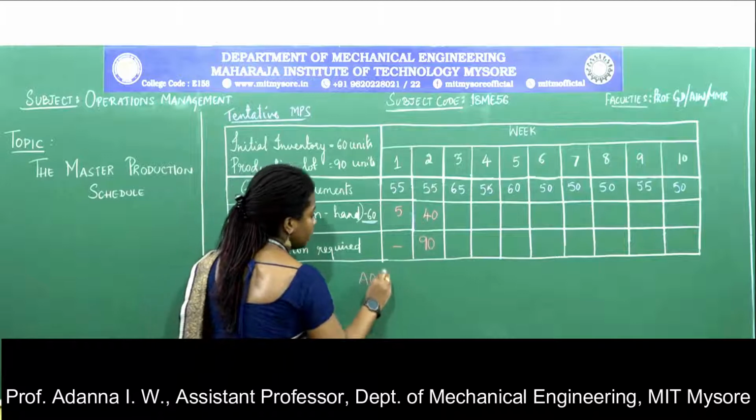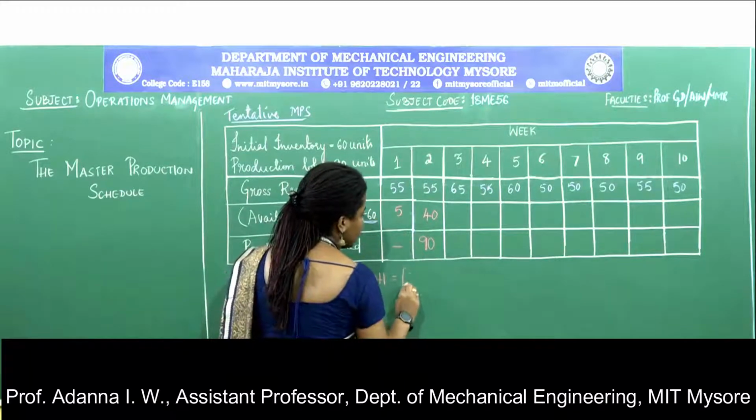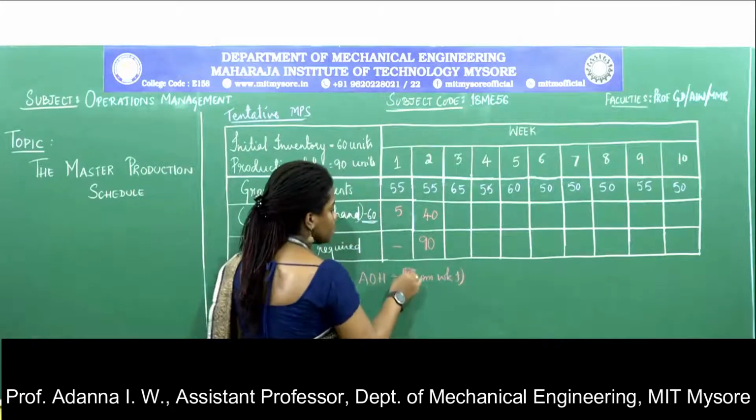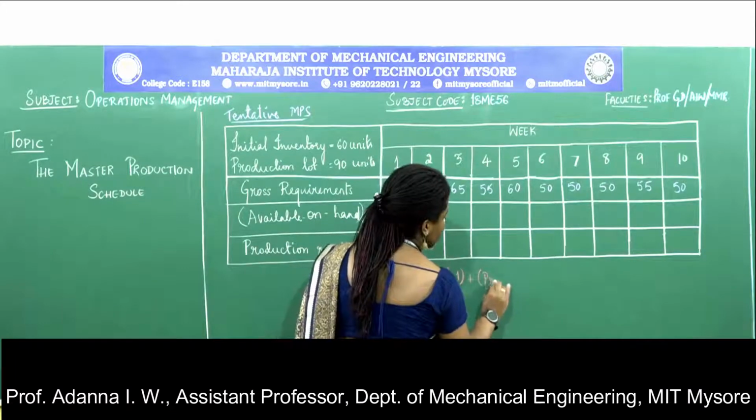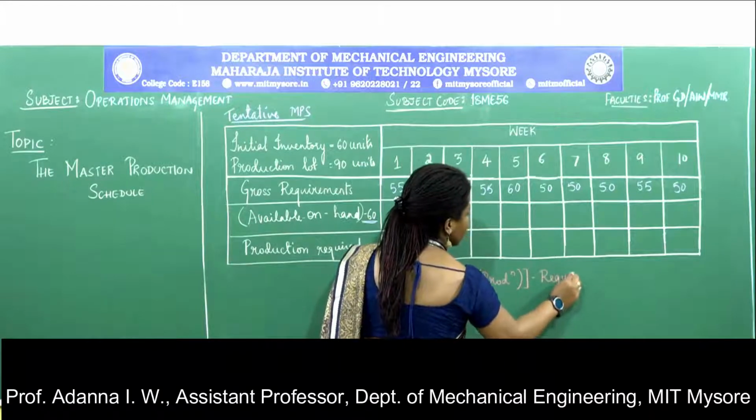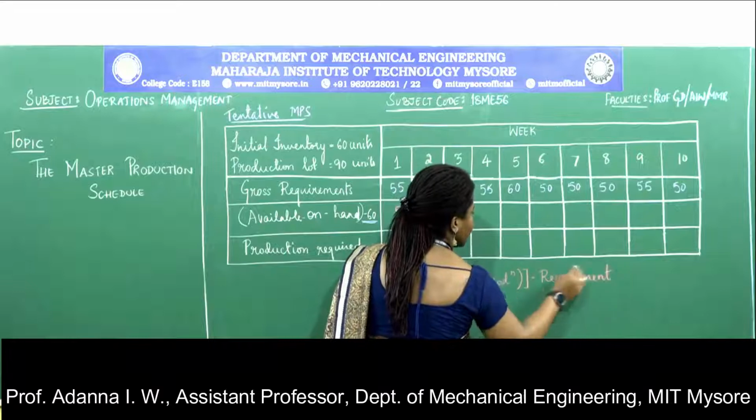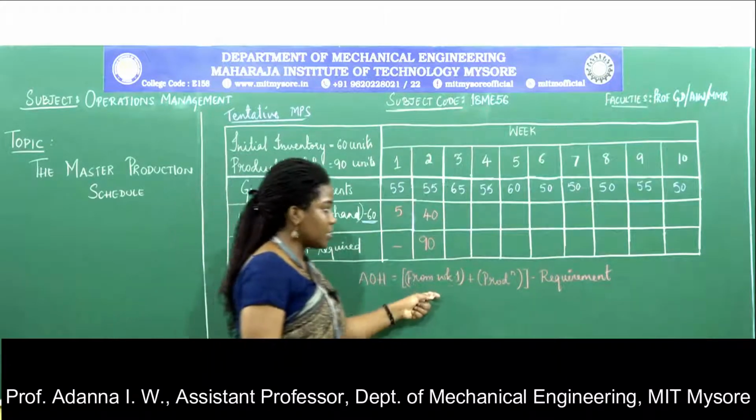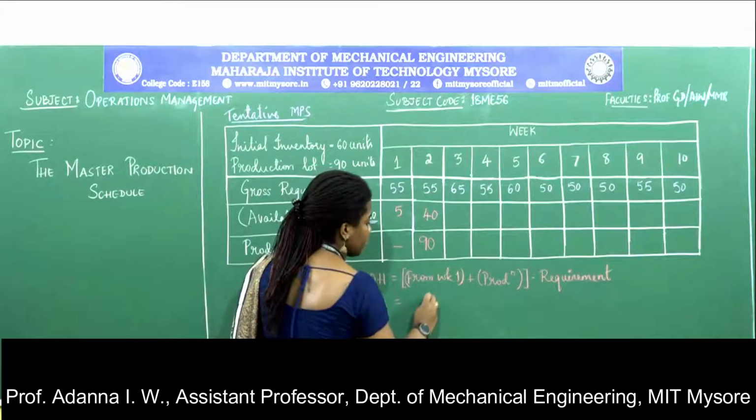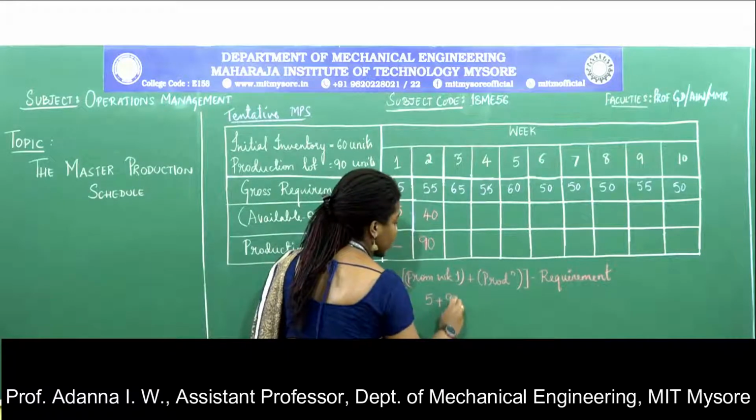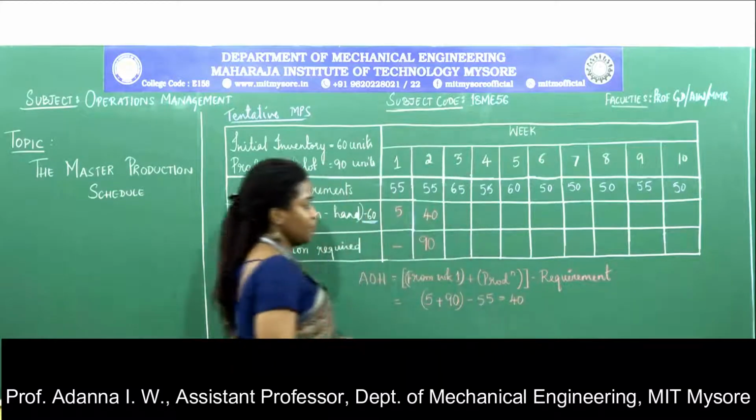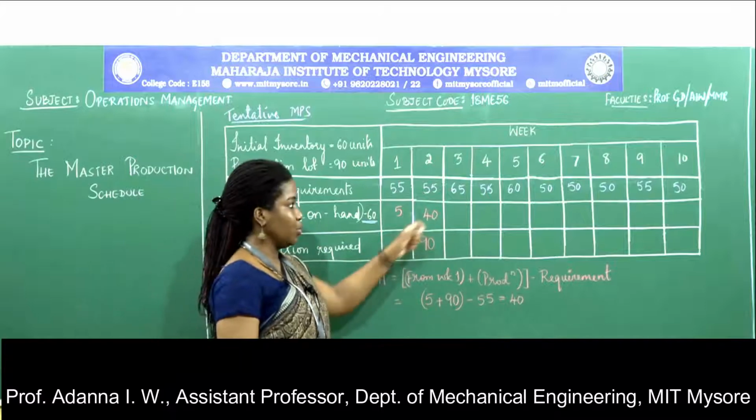So what did I do? Available on hand from the previous time period, from week 1, plus production, minus requirement. Meaning from the previous week plus the production minus requirement. What remained from the previous week? 5 units remained from the previous week, plus production we produced 90, minus the requirement which is 55. This gives us 40. This is available on hand at the end of week 2.